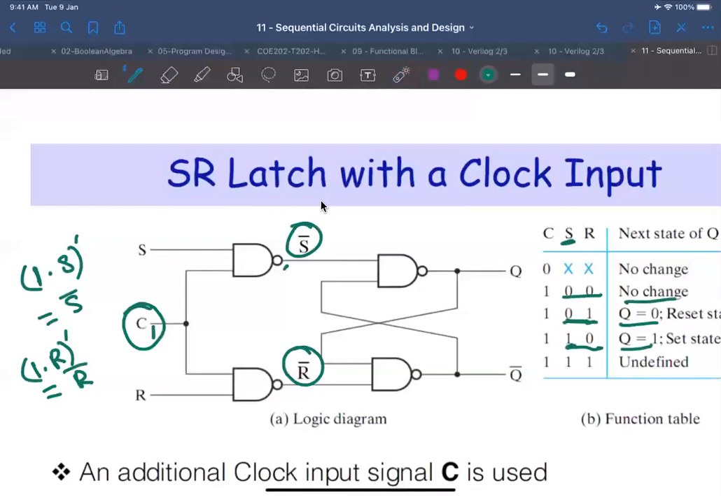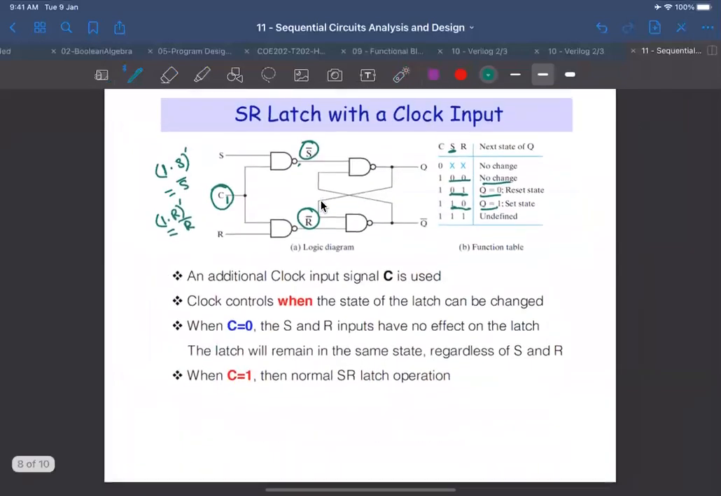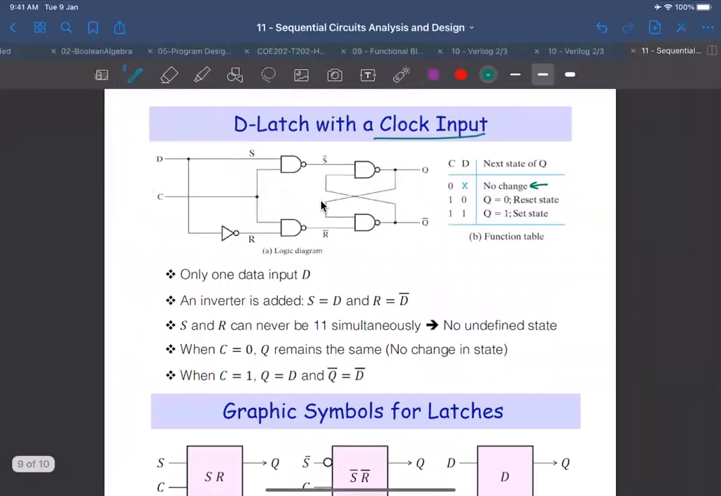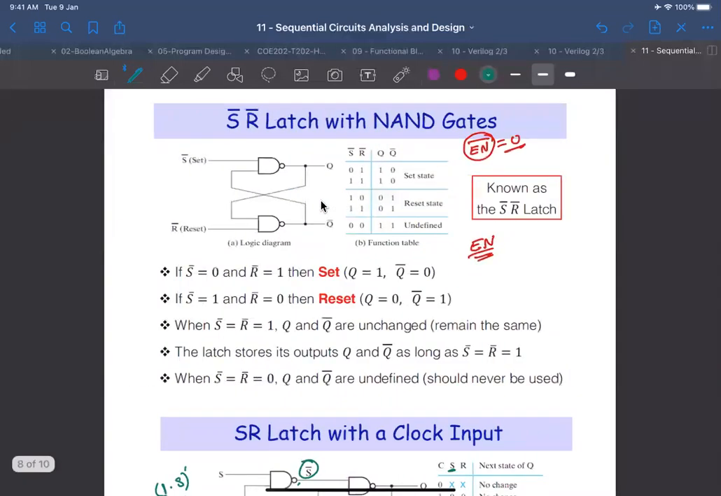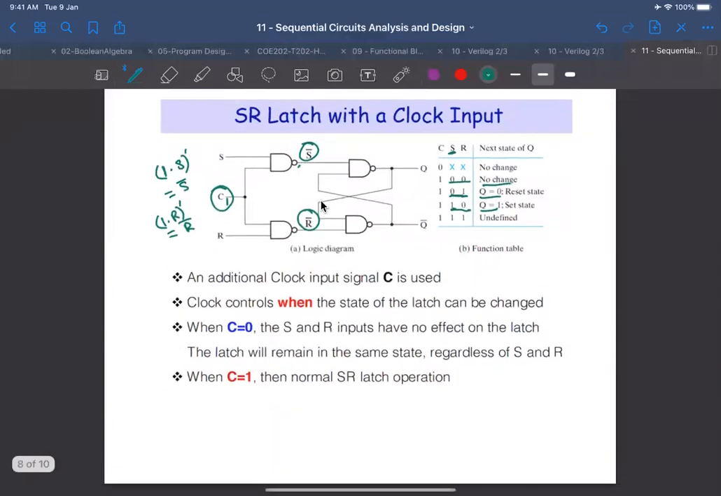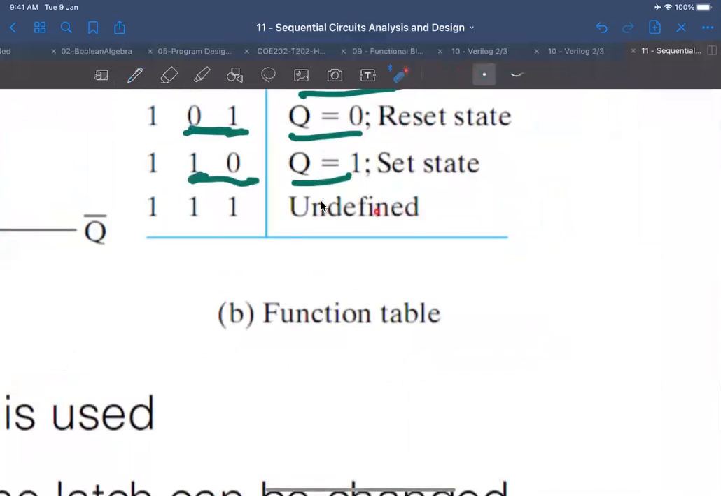It is important that you understand, guys. Okay. All right. Now we move on to the next type of latches, which is the D latch with a clock input. So we are sick and tired of this undefined state here. We don't want it.